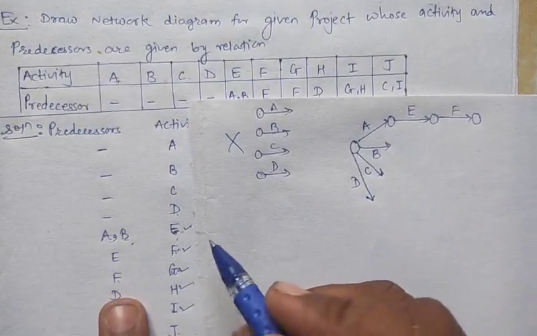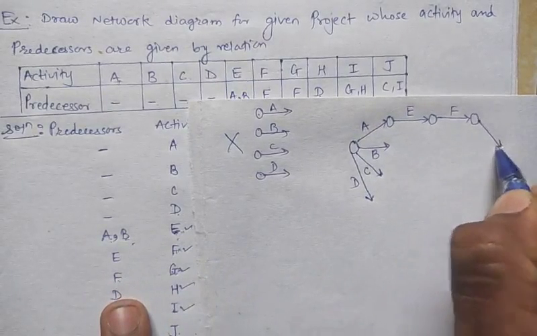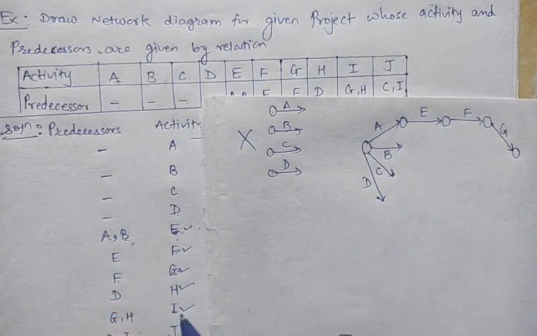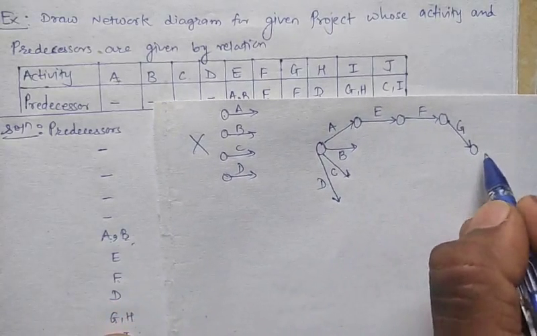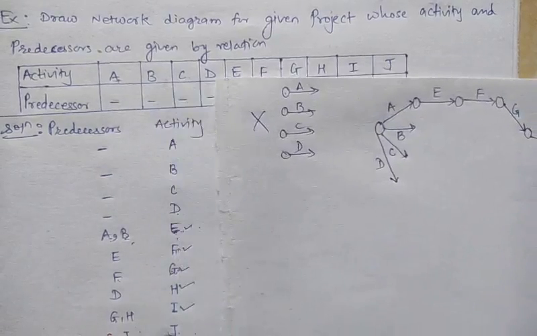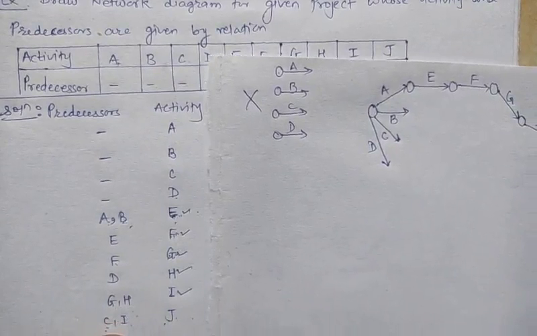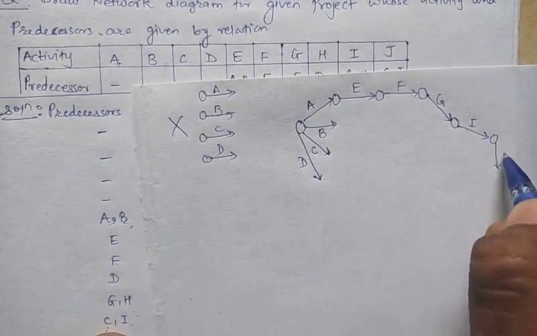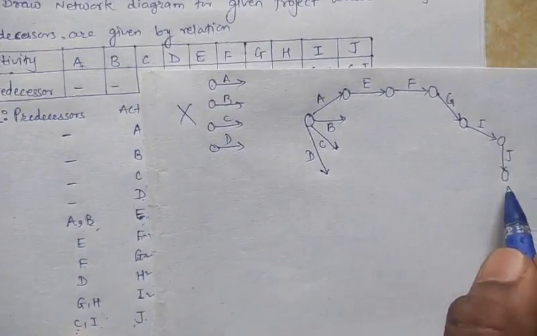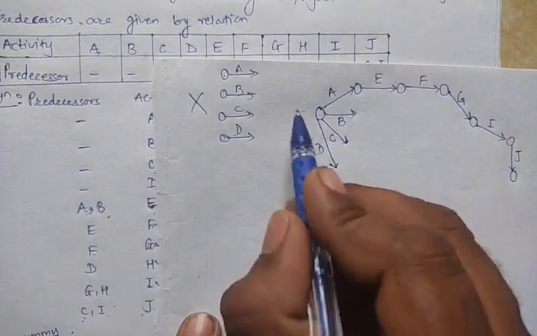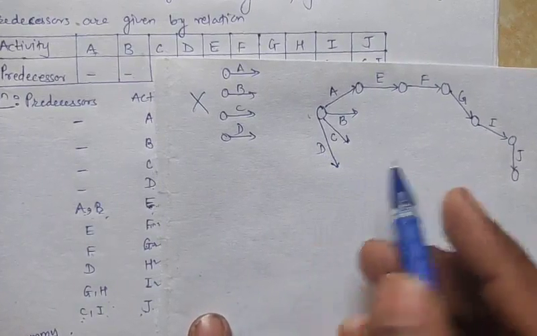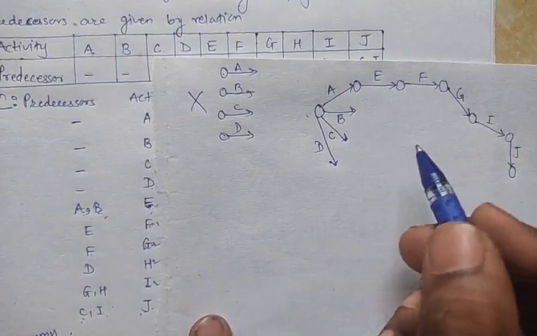Now F goes to G. Okay. Next F goes to G and G goes to I. Suppose I draw this like this. G goes to I and next I goes to J. Suppose this is I goes to J, and this is the end point, the last event, this is the end event and this is the starting event. In a network diagram there should be one and only one initial and one end event. So remember this condition.